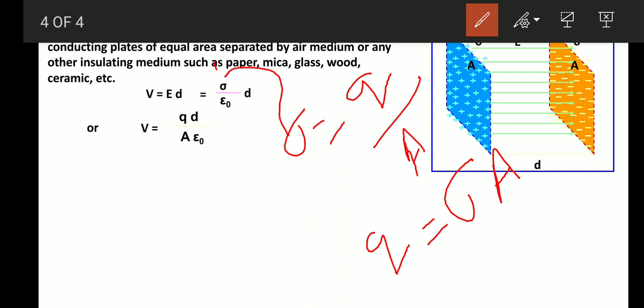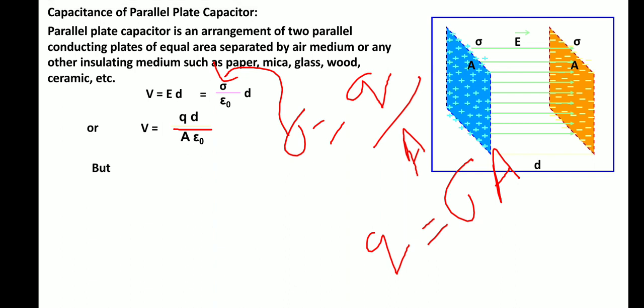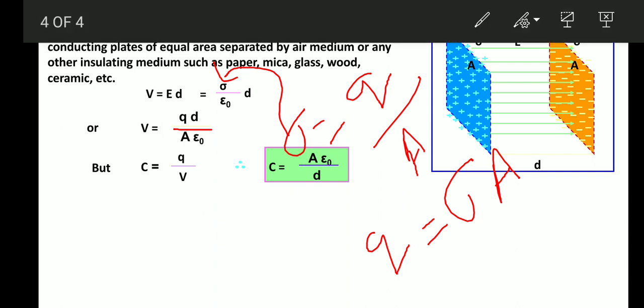Substitute the value of sigma here. That means Q by A into D by epsilon naught. Here there is a division. Okay, QD divided by A epsilon naught. This is the value of V. Then we know the formula for capacitance, C is equal to Q by V. We have the potential between the two plates. Substitute the value of potential between the two plates, then what is the value?